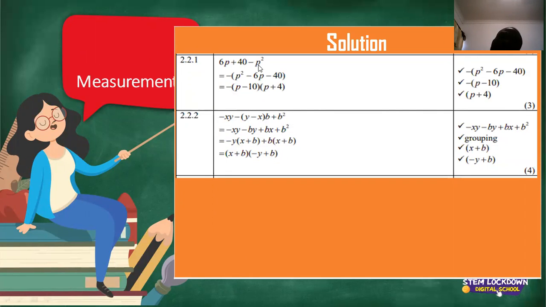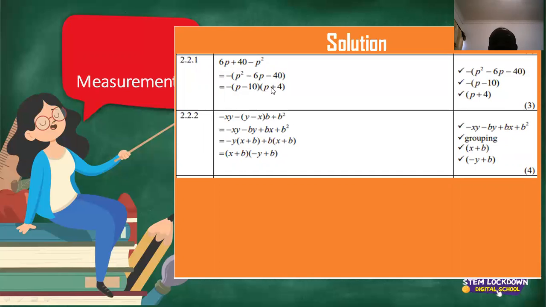Again, we have 6p plus 40 minus p squared. We prefer the coefficient of p squared to be positive, so we pull out -1. Factorizing with -1 out, we have positive p squared minus 6p minus 40. Then you look for two numbers. When you multiply them, you get -40. When you add them, you get -6. So the two numbers are -10 and +4.